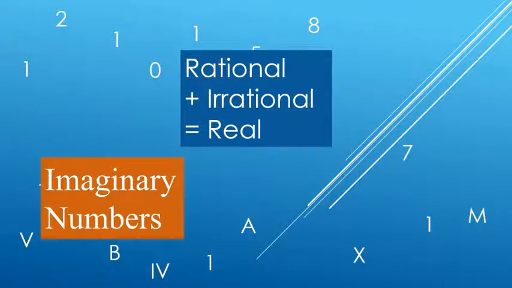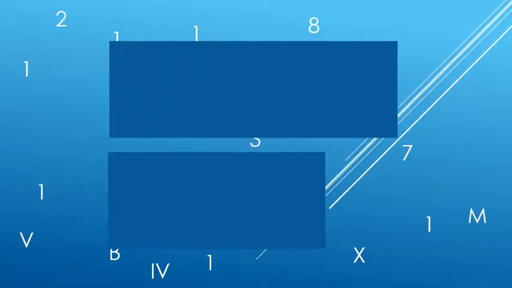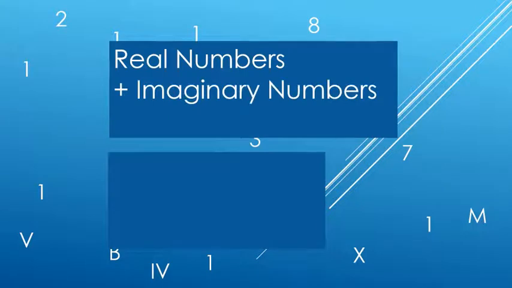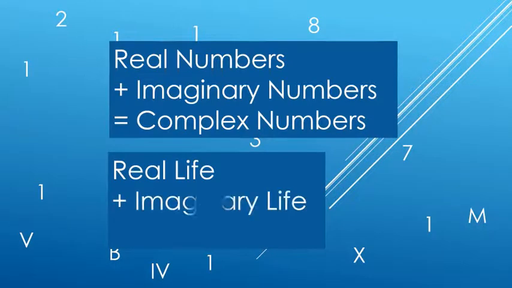Imaginary numbers are basically a square root of negative numbers. It is commonly represented by i, since imaginary, which is equal to the square root of negative 1. If you then combine the real numbers and the imaginary numbers, you will have the complex numbers. So, guys, remember not to combine your real life and imaginary life for you not to have a complex life.